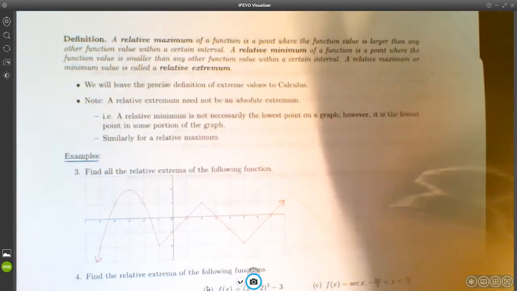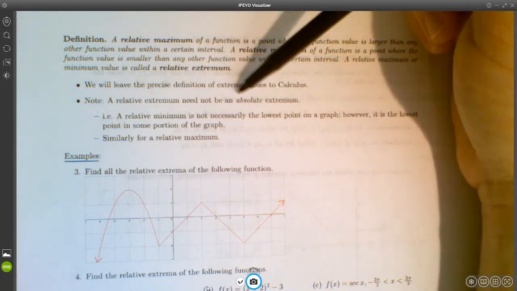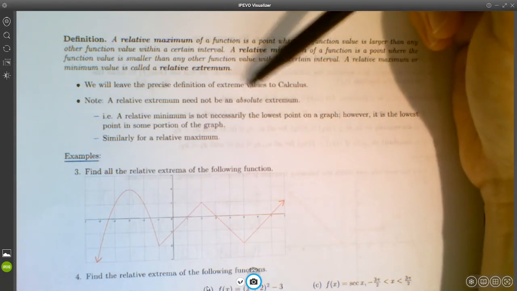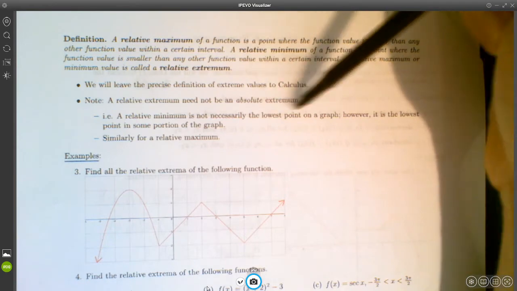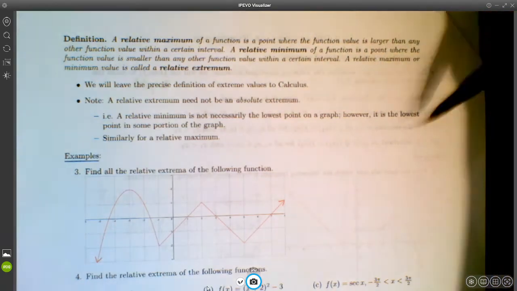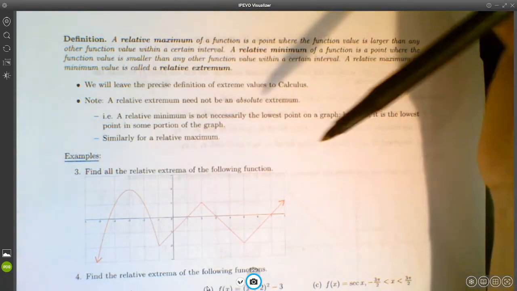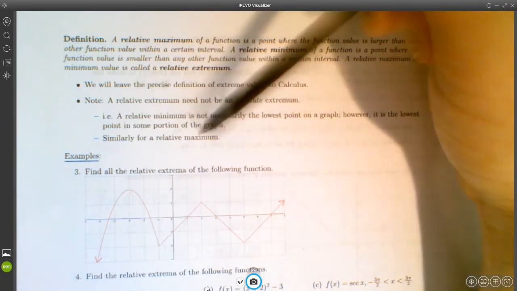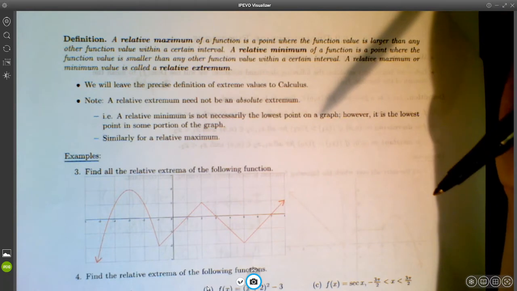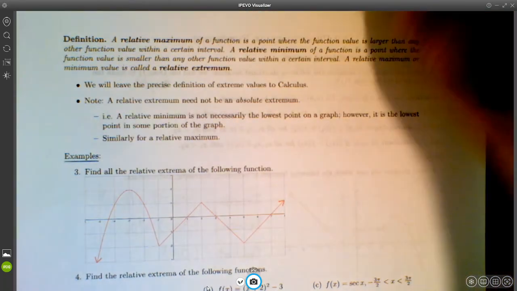And then one thing to note about relative extrema is that they don't have to be absolute extrema. So a relative minimum is not necessarily the lowest point on the graph. However, it is the lowest point in some portion of the graph. Okay, and we could say something similar for a relative maximum. So let's look at a couple examples.